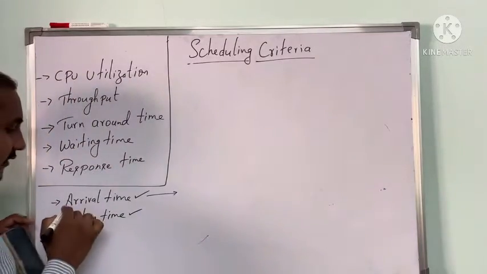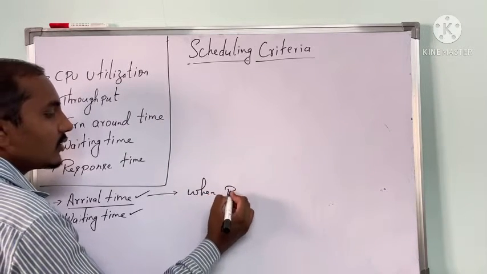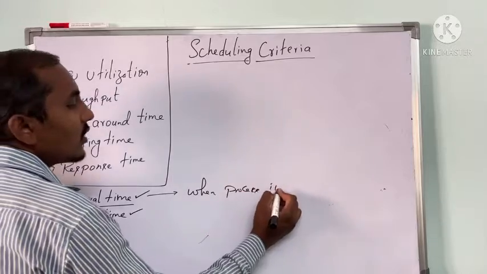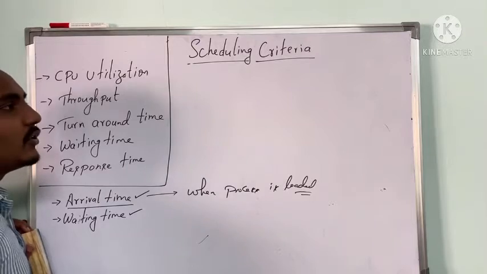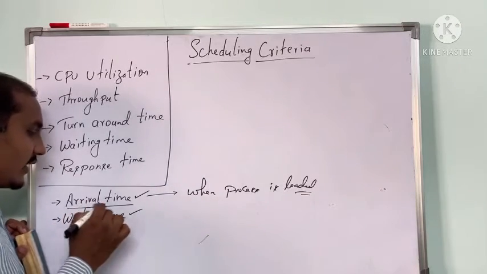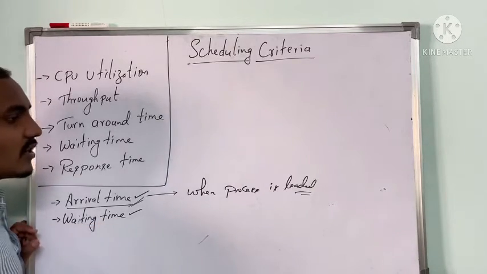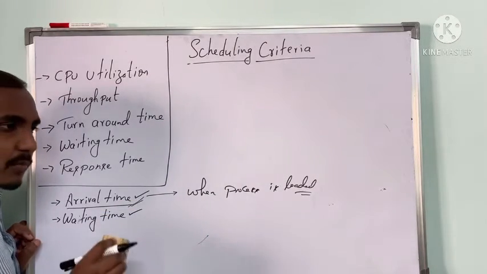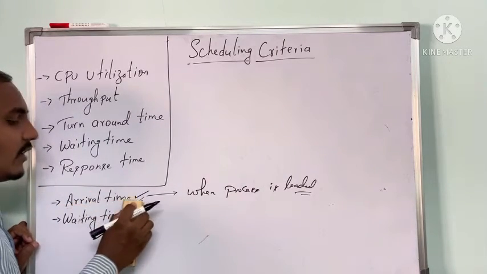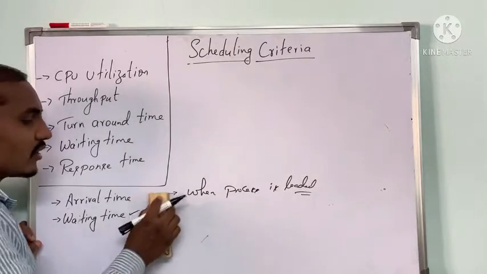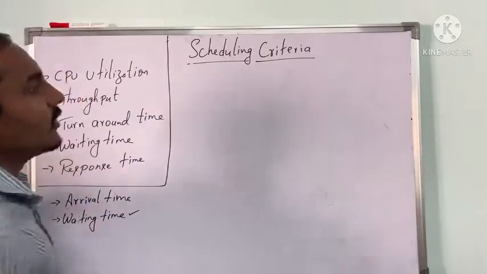So what is arrival time? Arrival time represents when the process is loaded, or when the process enters the ready queue. When the process has entered the ready queue, that state is considered the arrival time. The millisecond at which the process has been loaded onto the ready queue, we represent as arrival time.